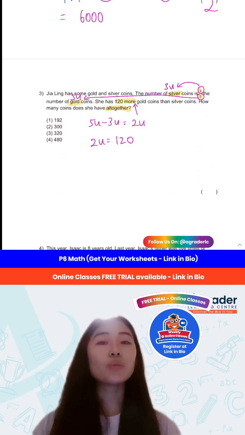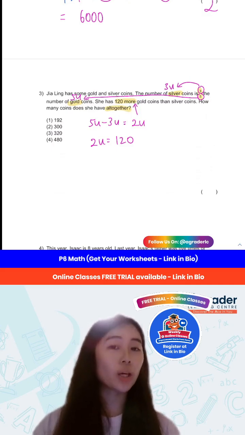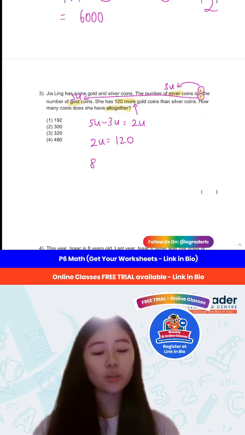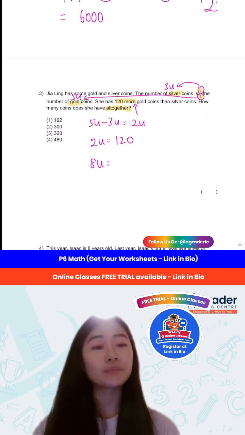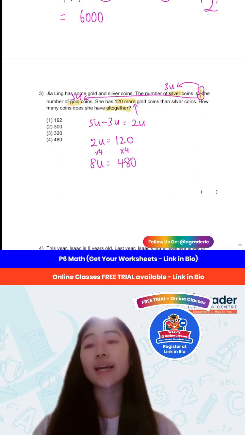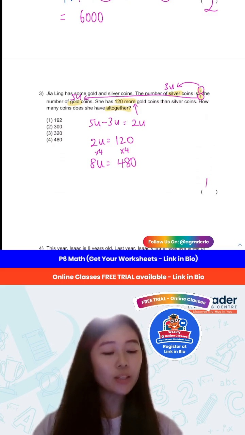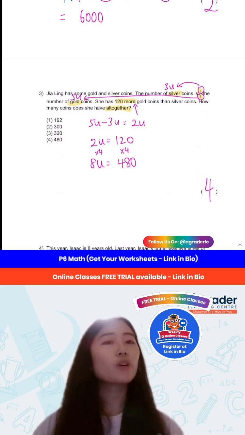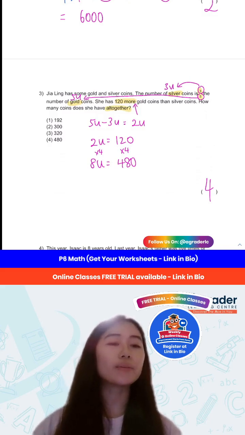So some of you might want to find 1 unit, that's okay. You can find 1 unit, which is 60. Or you can also just straight away find 8 units, right? Because the question wants to know the total. So total is 8 units. You can actually just times 4 for this. So that's how you get the final answer, 480. This is option 4, okay? But of course, if you want to find 1 unit, that's also okay.